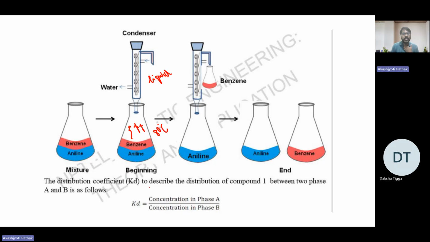So what is distribution coefficient? Distribution coefficient is used to describe the distribution of compound 1 between two phases, A and B. So what is the concentration of compound 1 in phase A divided by the concentration of compound 1 in phase B? That is the distribution coefficient. Okay. So for example, there will be a distribution coefficient of benzene: how much benzene is present in phase A and how much is present in phase B.